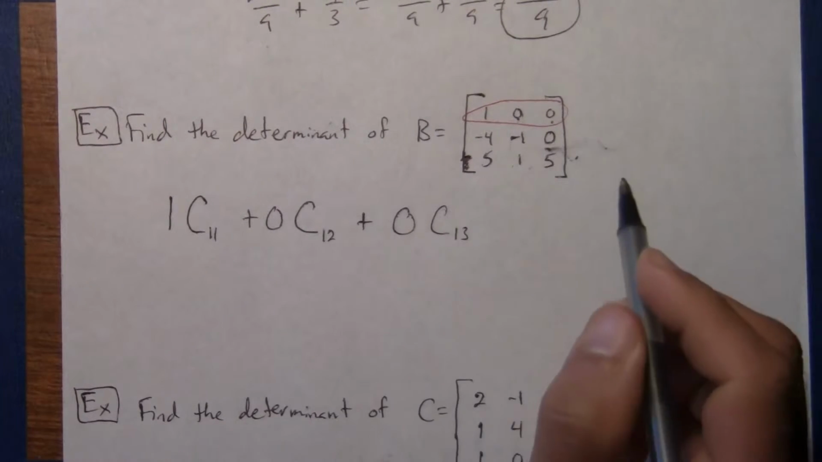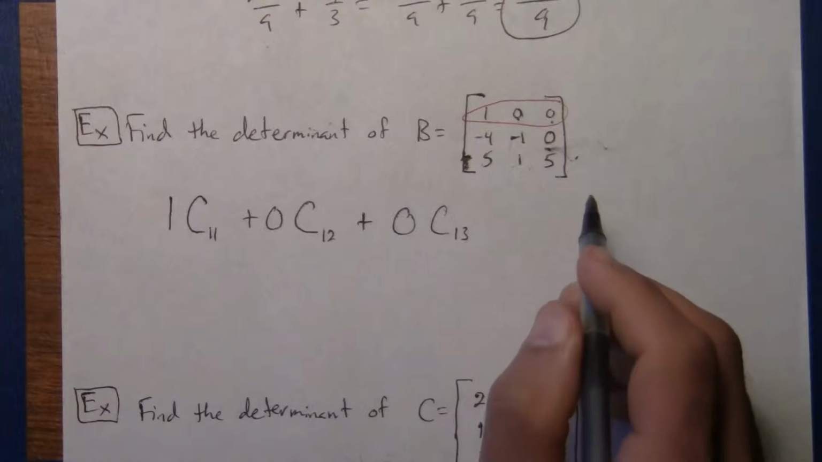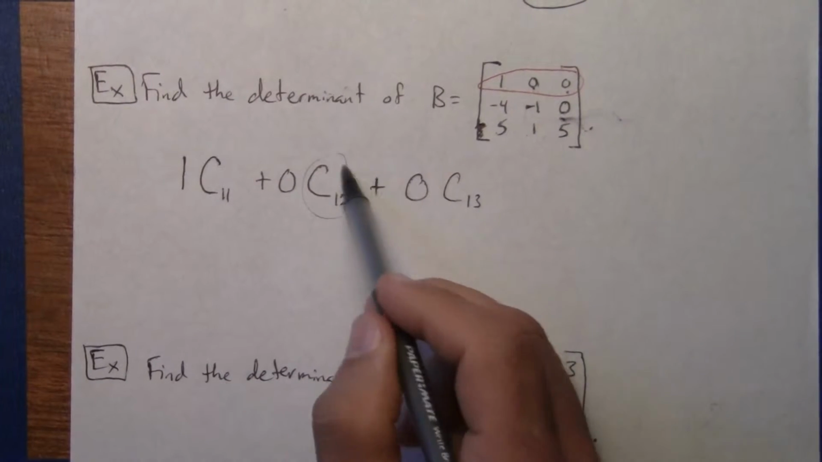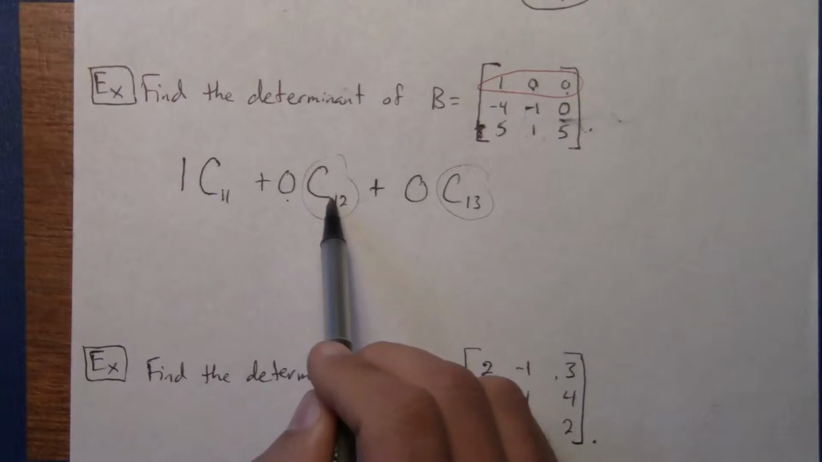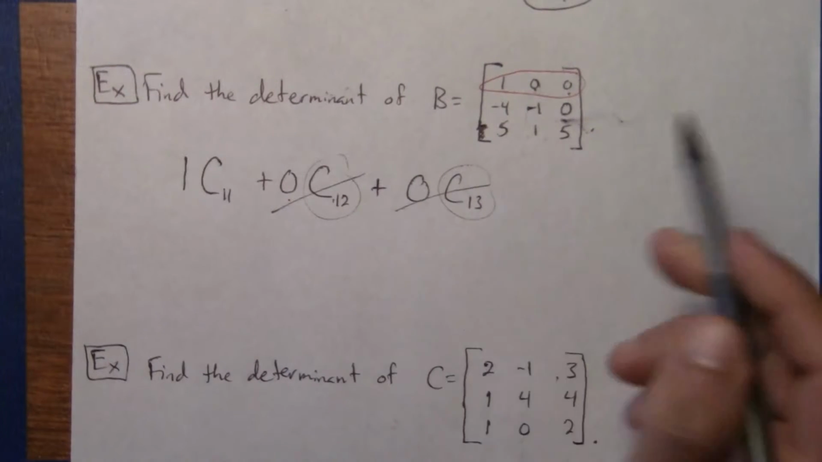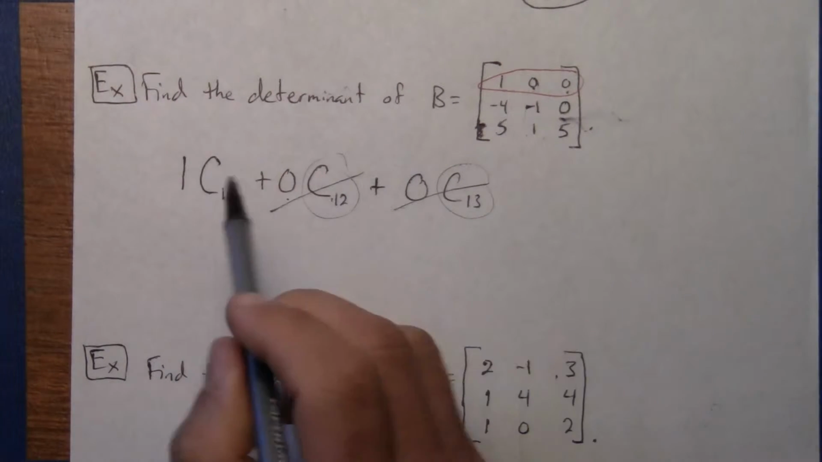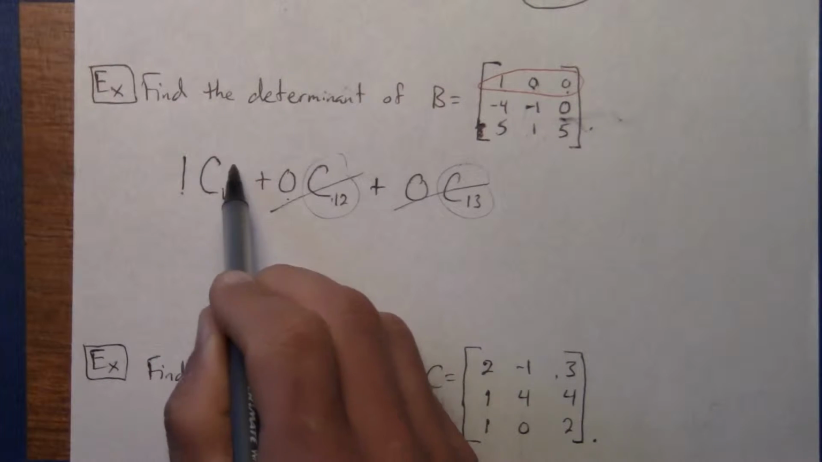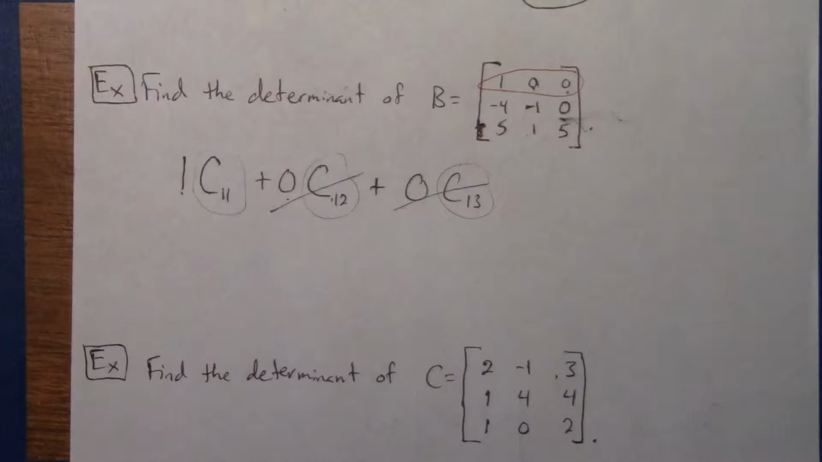And now obviously the reason you want to pick a row or column with a lot of zeros is I don't have to actually figure out what these two things are because it's 0 times that. So it saves me a lot of extra work. All I have to do is figure out what cofactor C sub 1,1 is.